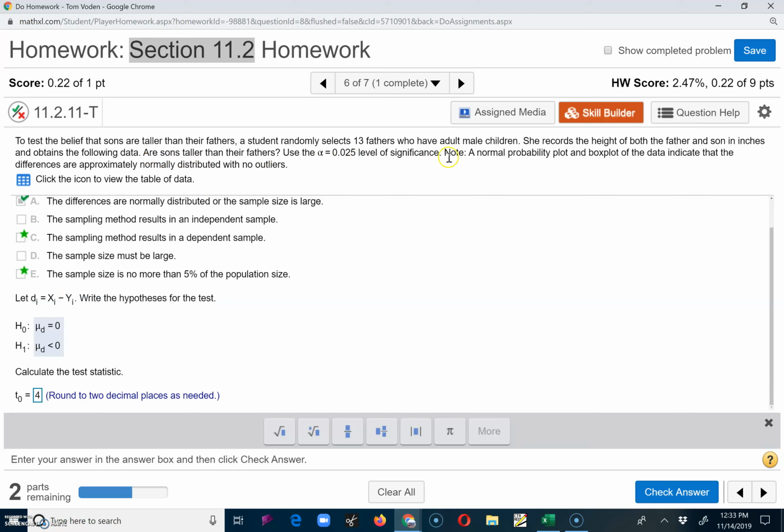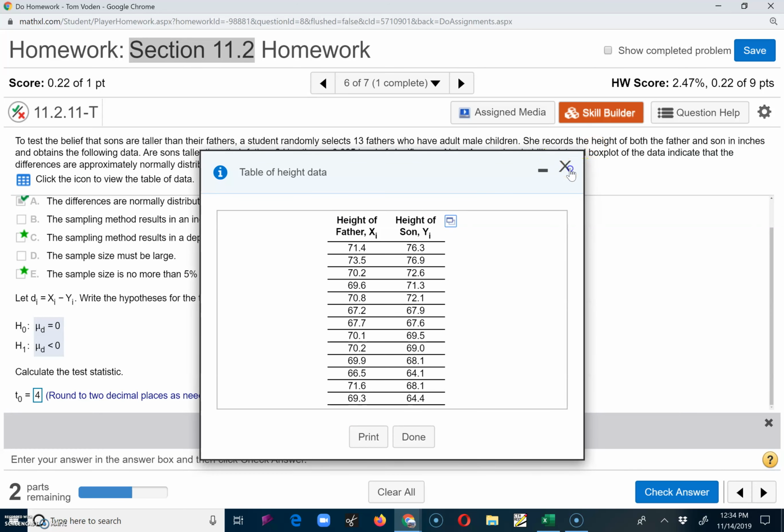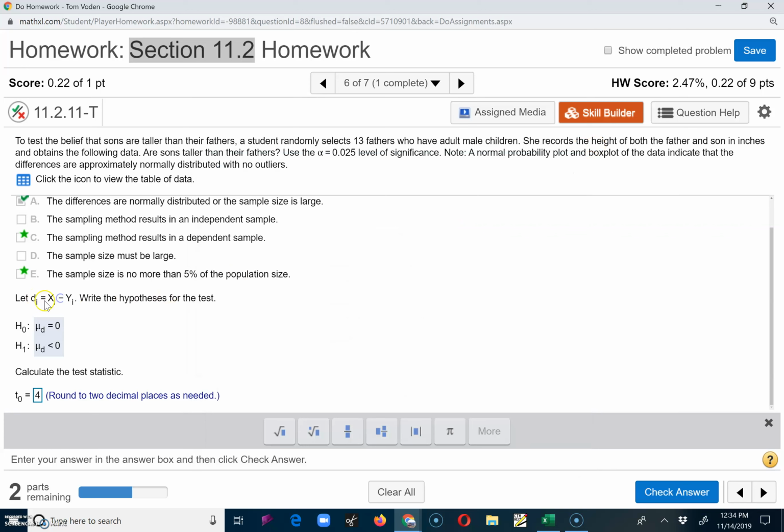And the claim that we're asked to test is, are sons taller than their fathers? So in other words, does this sample provide significant evidence that sons are taller than their fathers? Well, the sons were the y values. If the y value is bigger than the x value, then this expression, d, is negative. So the question is whether this sample produces evidence in favor of the alternate hypothesis that this value, x minus y, is negative. So the null hypothesis should be that the mean difference is 0, and the alternative hypothesis should be that that mean difference is negative.